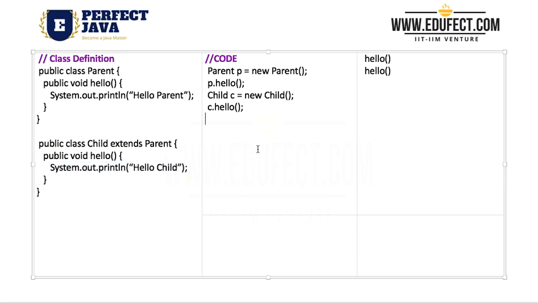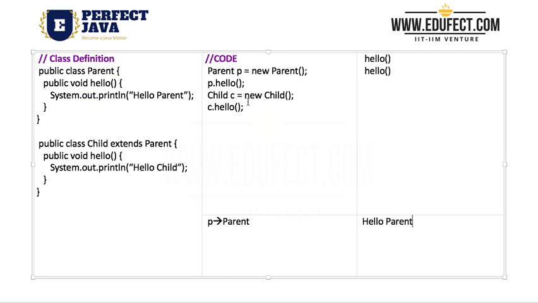So let us see what will happen when we run some code. So we are saying parent p is equal to new parent. So we have declared a variable p of type parent and constructed an object of it. Now we are saying p.hello. So we're calling the method hello for the object p. Once we call the method hello, it will first check in the parent class. Do we find a method hello here? Yes. So what will happen? It will print hello parent.